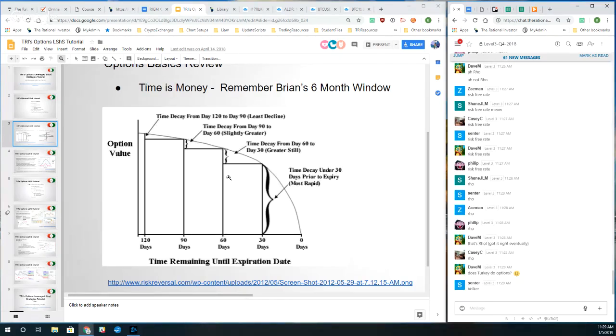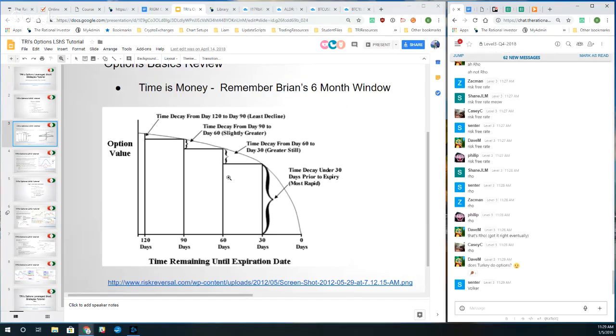Does Turkey do options? I'm not quite sure. Maybe. Really, I guess the question is, what is the local derivatives market like there in Turkey? Does anybody even trust an exchange there? That's a tough one.